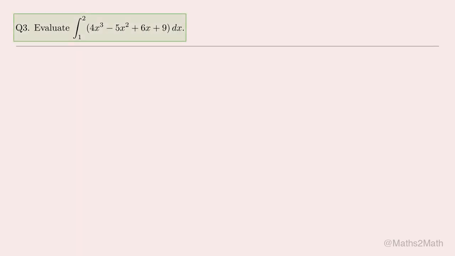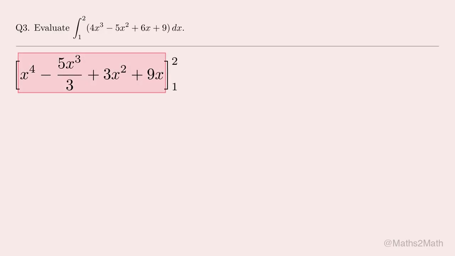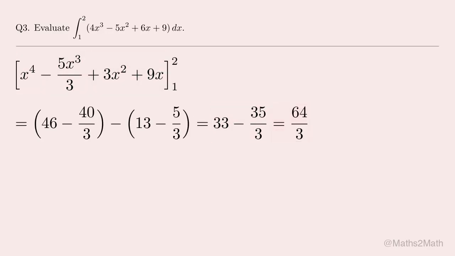Question 3. A polynomial across 1 to 2. Integrate term by term, then subtract. The antiderivative collects 4 terms. Upper minus lower, 64 thirds.